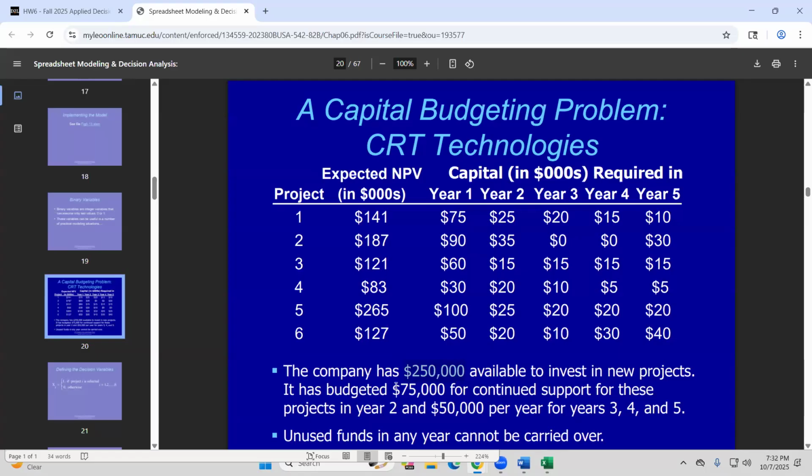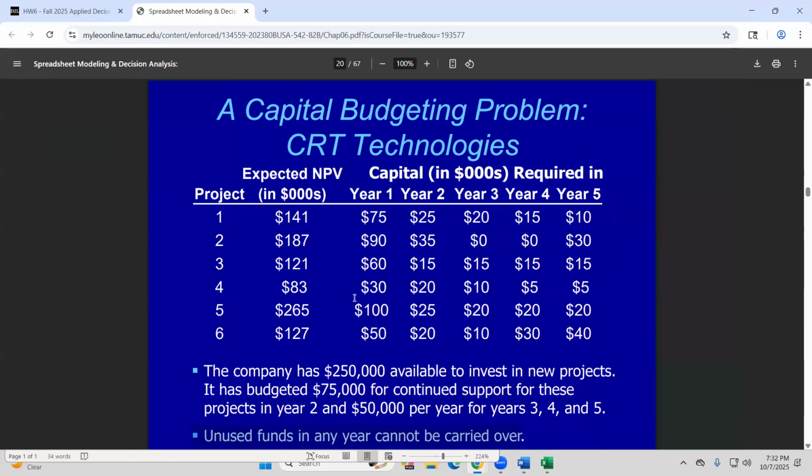Then 75 for the first 2 years, and then 50,000 for years 3 and 4. That's the amount of budget that we have. So 250 at the beginning, for year 2 75, and so on. And we cannot carry over whatever is left from the previous year. So whatever we can, we use it, otherwise we don't. So how would you approach this problem if the objective is maximizing the net present value?